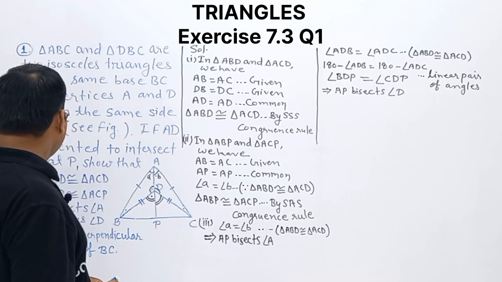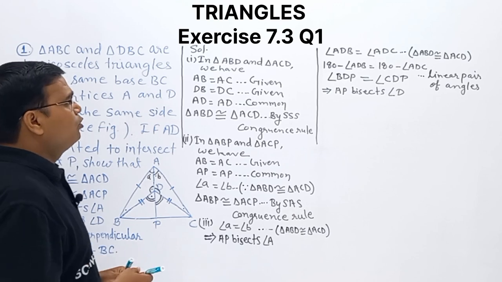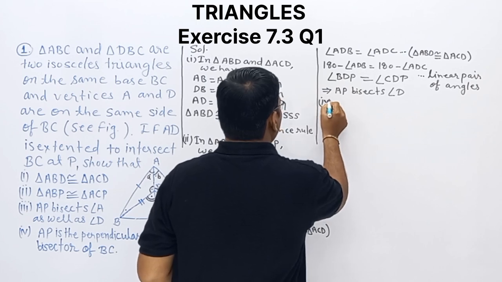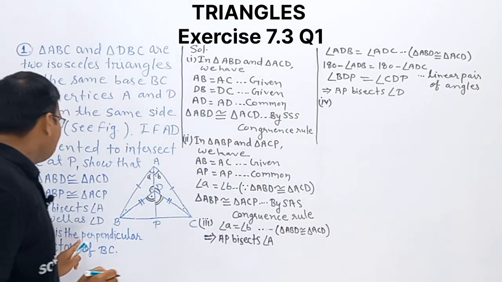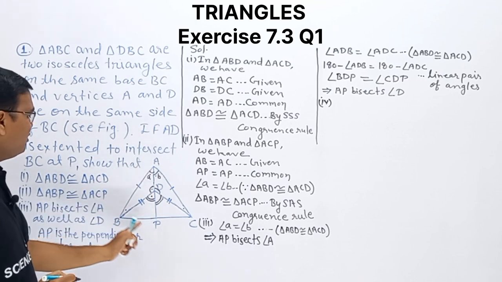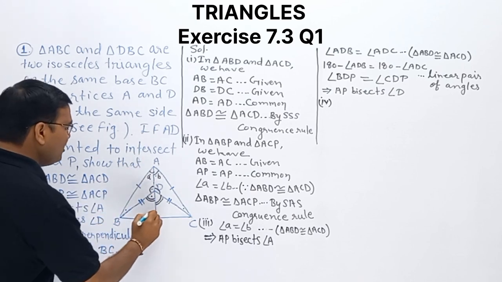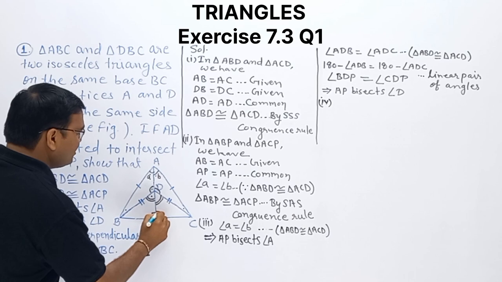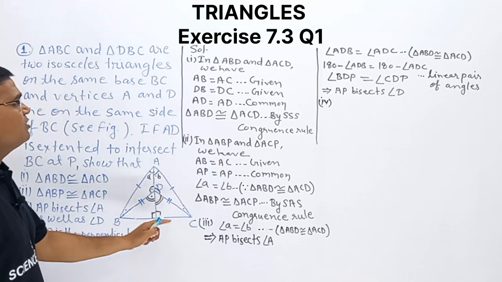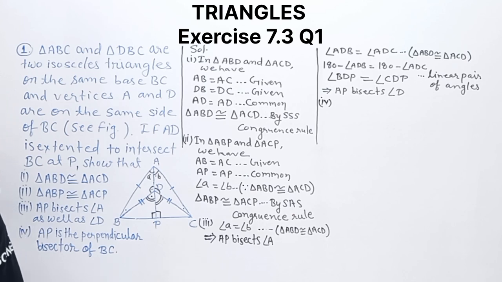Now, the last, fourth question: how will we prove it? Observe carefully. AP is the perpendicular bisector of BC. AP is the perpendicular bisector of BC. Perpendicular means this angle and this angle are equal to 90 degrees. We want to show this one. This or this one is 90 degrees or not.